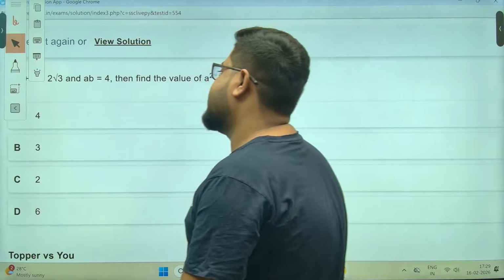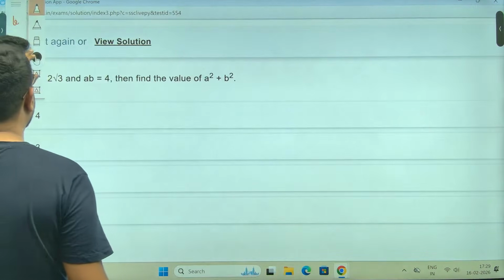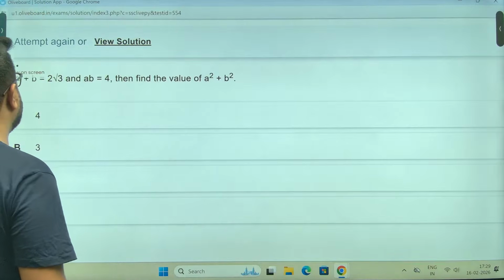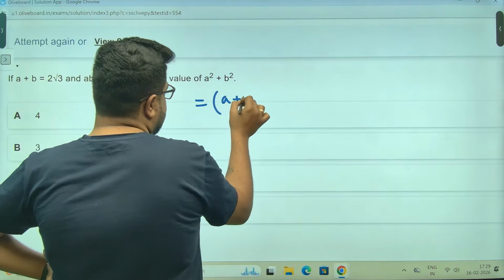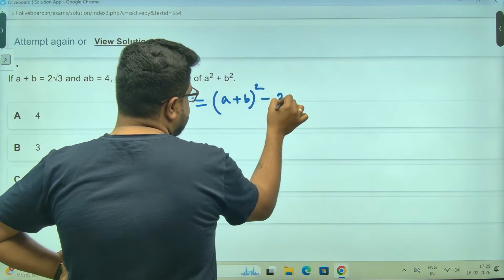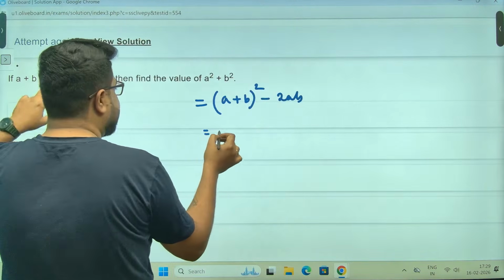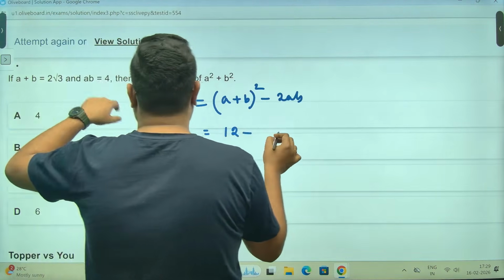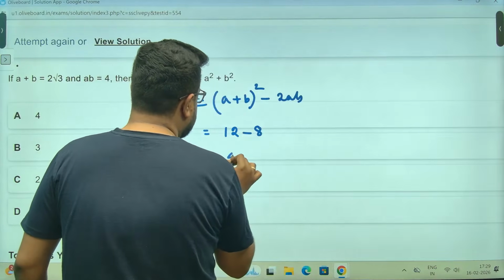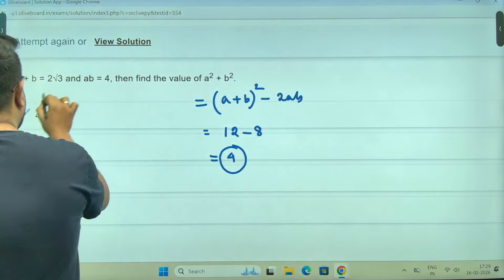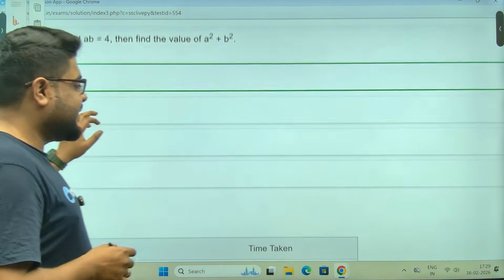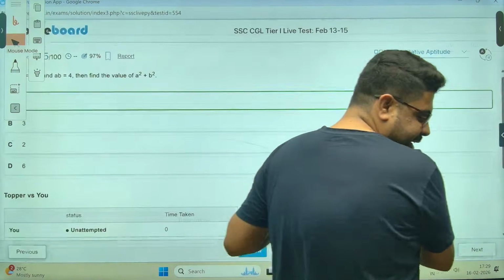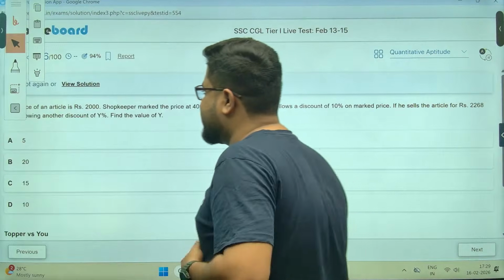What is this, sir? This is just a line. This is very, very simple. A plus B is given, so this is equal to A plus B whole square minus twice AB. Put down the values, sir. 2 root 3 whole square is 12, minus 2 twos are 4, so 8... sir, 4. Option number A. Again, this was a free hit question. Everyone, please hit a 6.